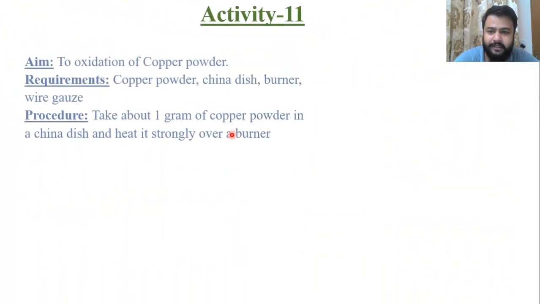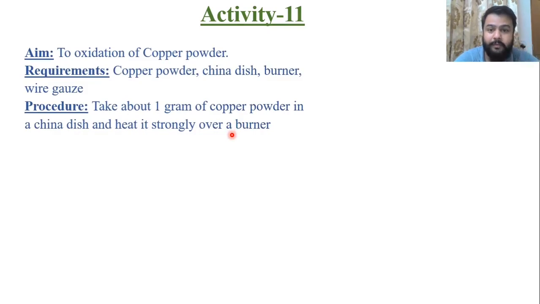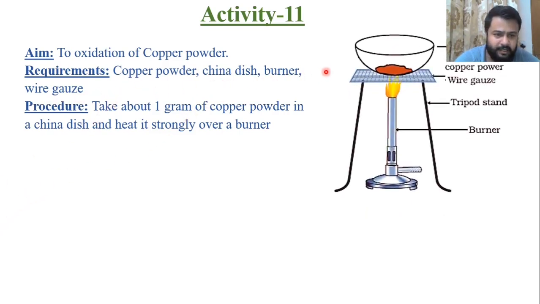So moving towards the last activity for this chapter, to show oxidation of copper powder. Copper powder is simply copper which is ground into a powder form. So requirements are copper powder, china dish, burner, wire gauze. We all know that copper is a little, which color? Copper is a shiny brown color, so we have shiny brown color powder. This is wire gauze, tripod stand and burner.